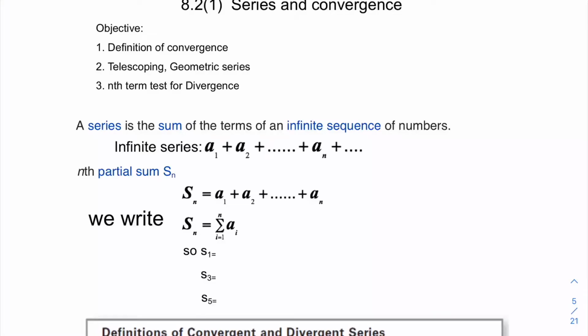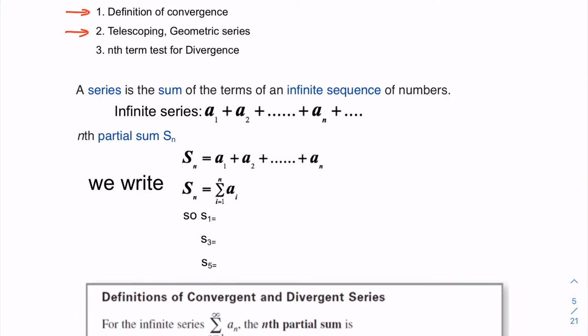Last lesson, we learned how to determine if a sequence converges or diverges. And from 8.2, we are going to start learning how to prove a series converges or diverges. Today we are going to go over the definition of convergence for series and also telescoping and geometric series. Next lesson, we are going to learn the nth term test for divergence.